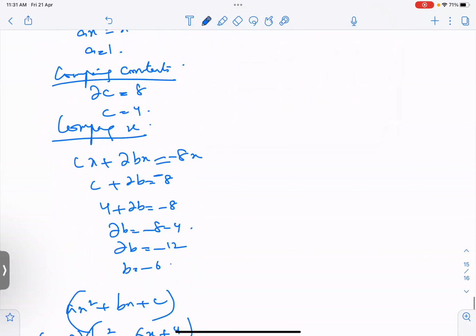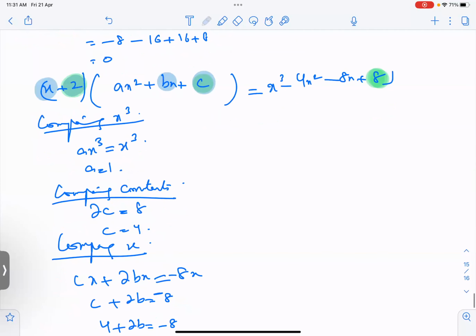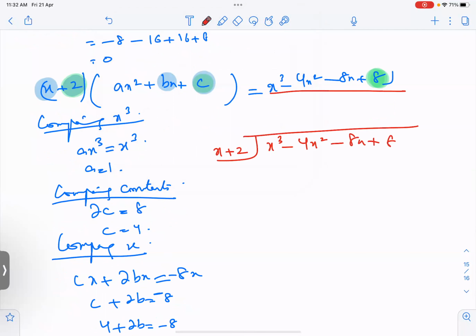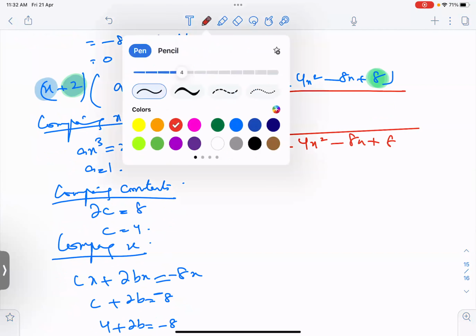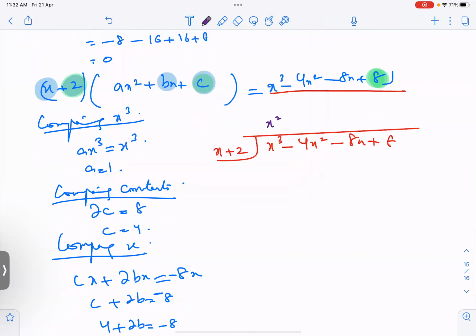How do you do long division? You will write x plus 2 here. You will write this whole polynomial here, x cube minus 4x square minus 8x plus 8. Now start with the long division method. X goes how many times into x cube? X square times. So I'm going to write x square here. I'll get x cube. Okay. Change the sign before you start adding them. So this will cancel out.